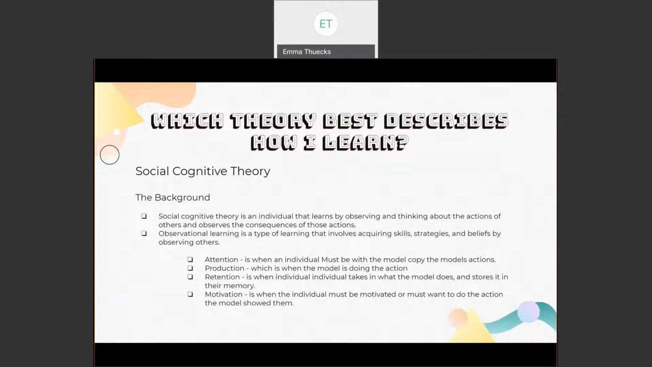Observational learning is a type of learning that involves acquiring skills, strategies, and beliefs by observing others. Within observational learning, there is attention, production, retention, and motivation. Attention is when an individual must be with the model and copy the model's actions. Next is production, which is when the model is doing the action, and then retention is when the individual takes what the model does and stores it in their memory. Finally, there is motivation. This is when the individual must be motivated or must want to do the action the model showed them.